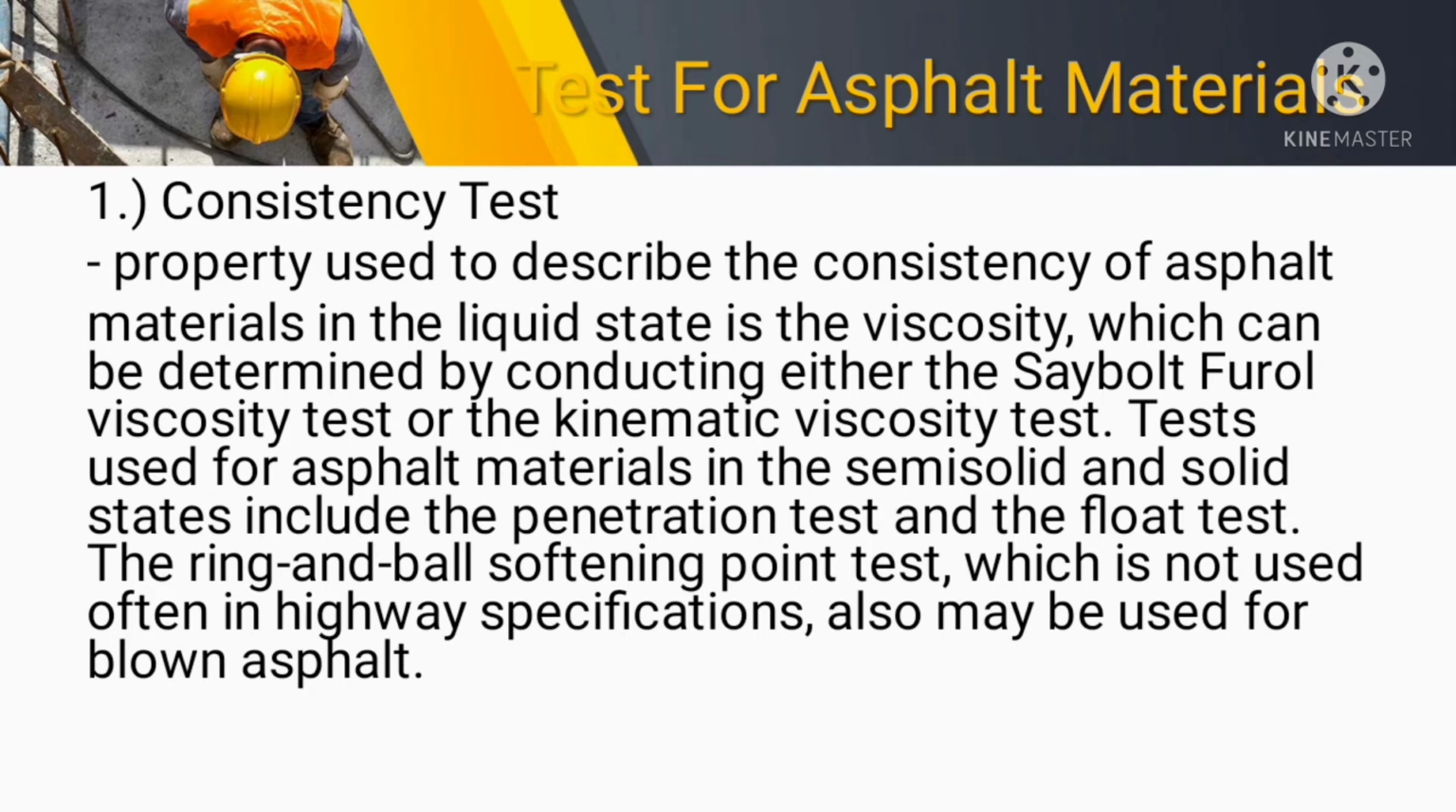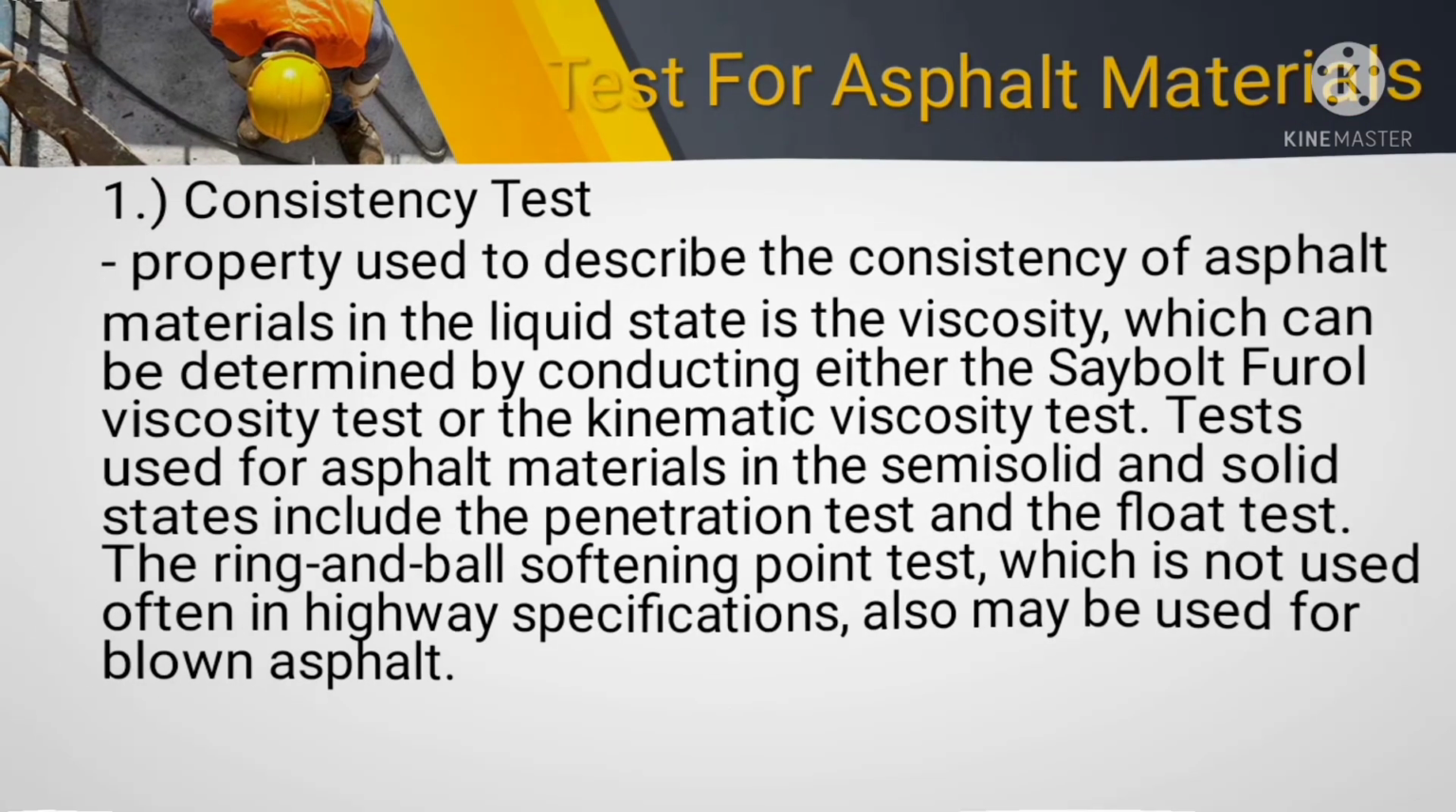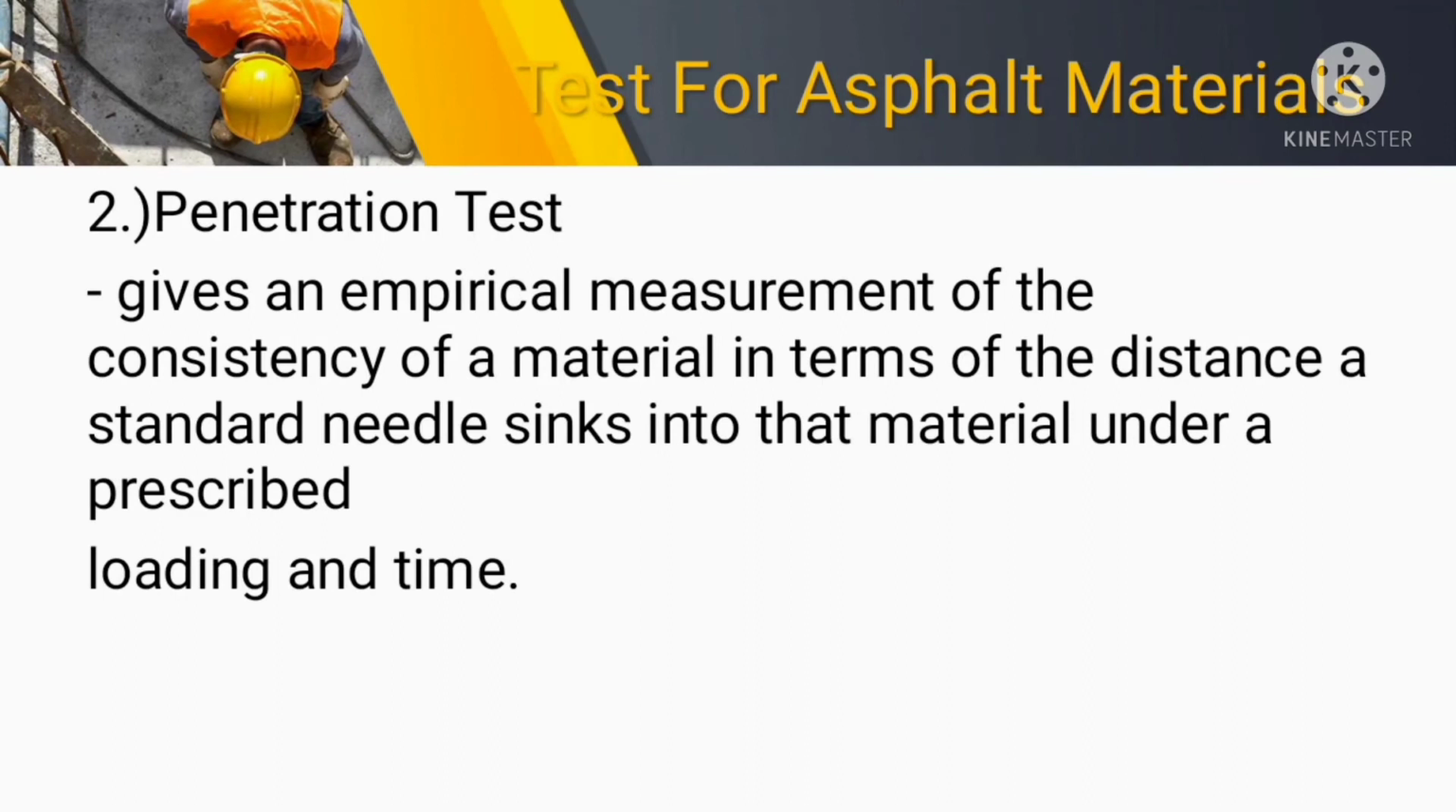Number one is the consistency test, which is the property used to describe the consistency of asphalt materials in liquid state, is the viscosity, which can be determined by conducting either the Saybolt-Furol viscosity test or the kinematic viscosity test. Tests used for asphalt materials in a semi-solid and solid states include the penetration test and the flow test. The ring and ball softening point test, which is not used often in highway specification, also may be used for blown asphalt.